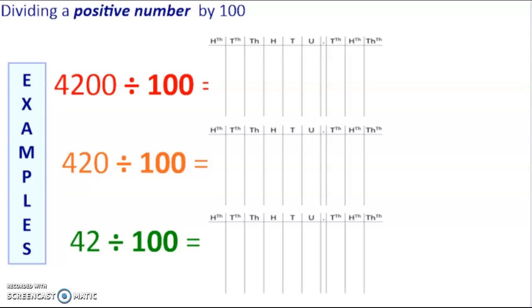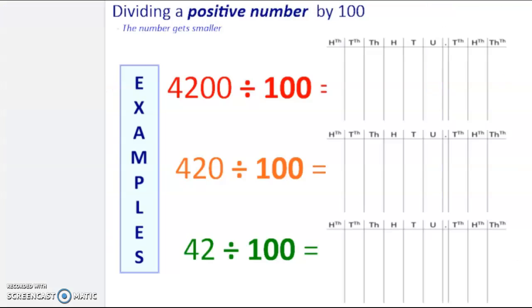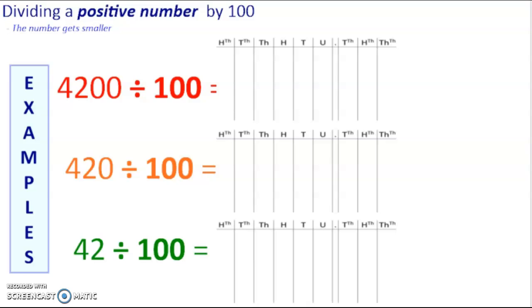So now we're going to look at dividing a positive number by 100. If I divide by 100, is my number going to get bigger or smaller? What do you think? Well done. The number is still going to get smaller. It's going to get even smaller than if I was dividing by 10.